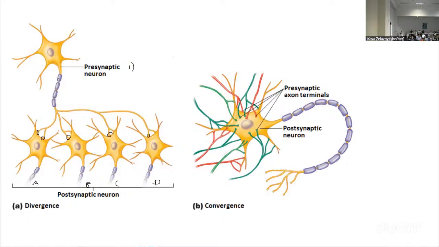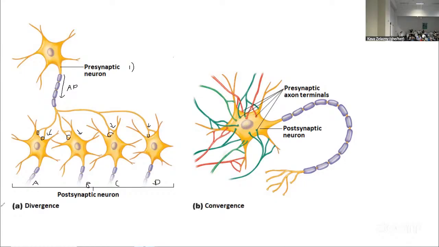So what's going to happen when we take an action potential coming down this cell? It's going to end up sending that message to all 4 of these postsynaptic neurons. So we're going to refer to this as divergence. When we diverge, we're spreading out. So that first presynaptic neuron has something important to say, and wants to say it to a lot of different people. It's saying it to all these many different postsynaptic neurons in divergence.